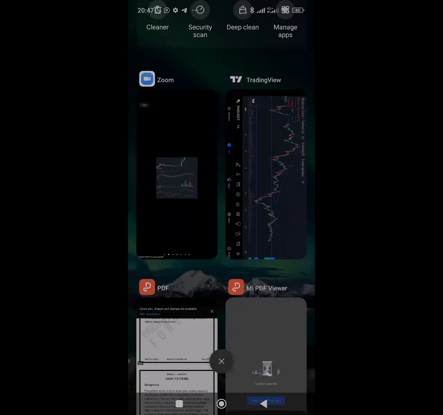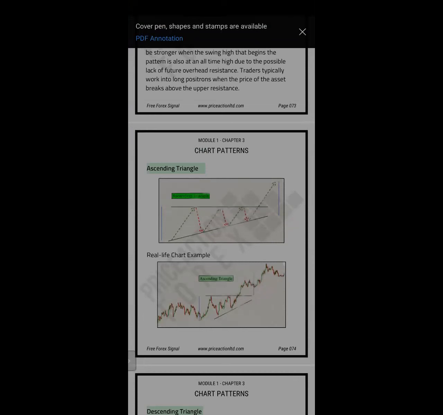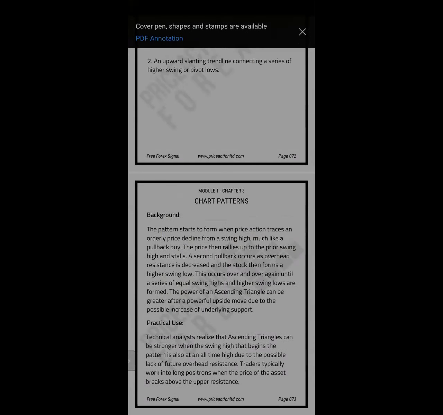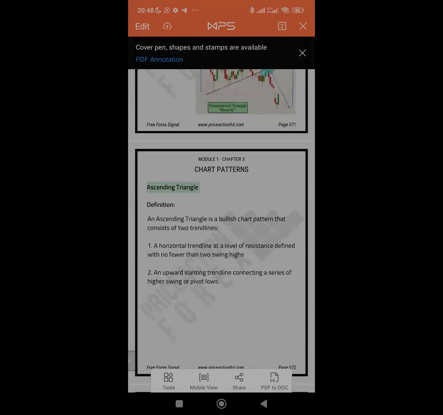Okay. Let's check out the next triangle patterns we are going to treat. So most of our patterns are actually triangles, symmetrical triangle, and now we're going to continue with the ascending triangle and descending triangle.